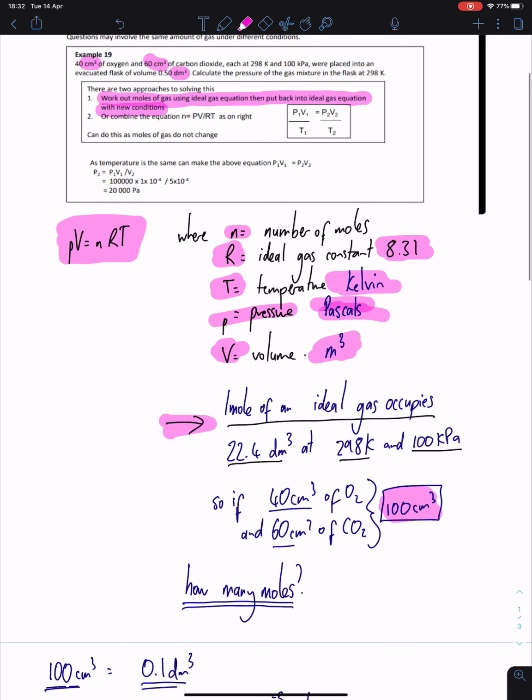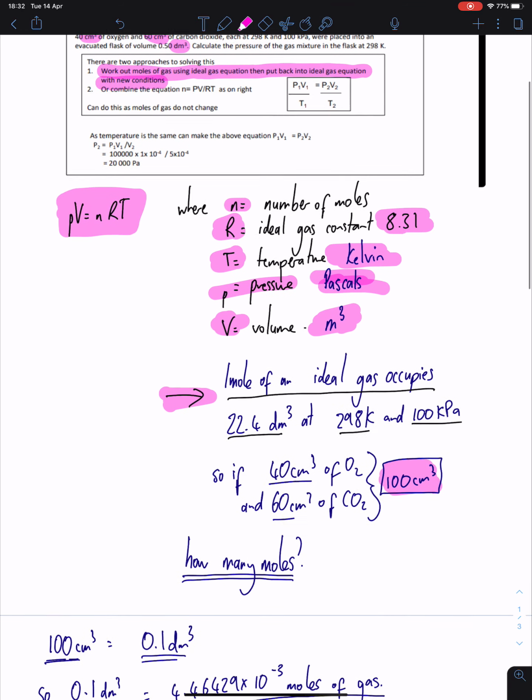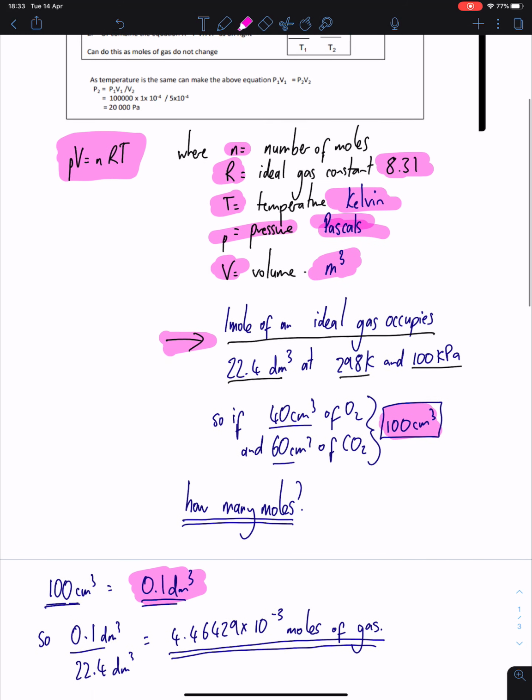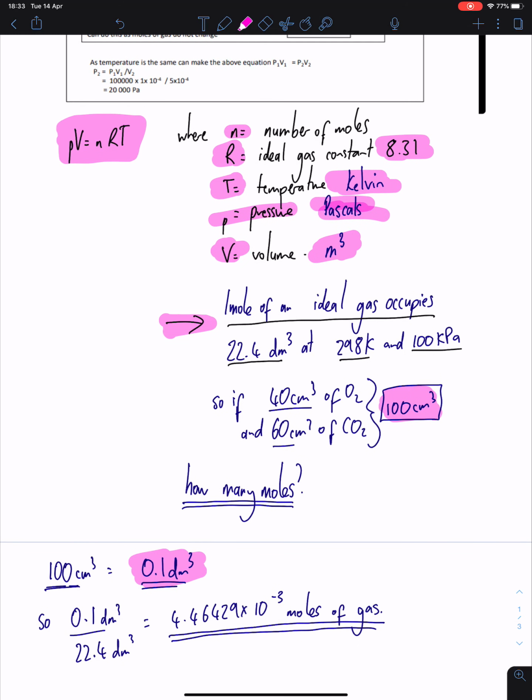To do that, first of all, we need to get the units the same. So 100 cubic centimeters is equal to a tenth of a cubic decimeter, so that's 0.1 cubic decimeters. Remember, a cubic decimeter is the same as 1,000 cubic centimeters. So 0.1 cubic decimeters divided by 22.4 gets us a small number of moles of gas, 4.46, etc., times 10 to the minus 3 moles of gas.